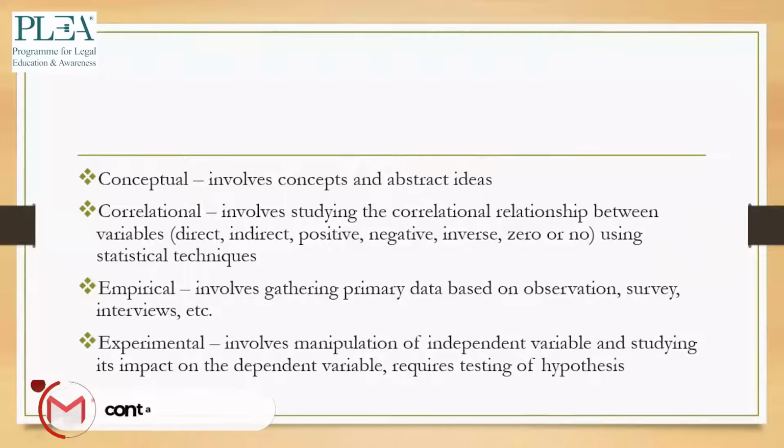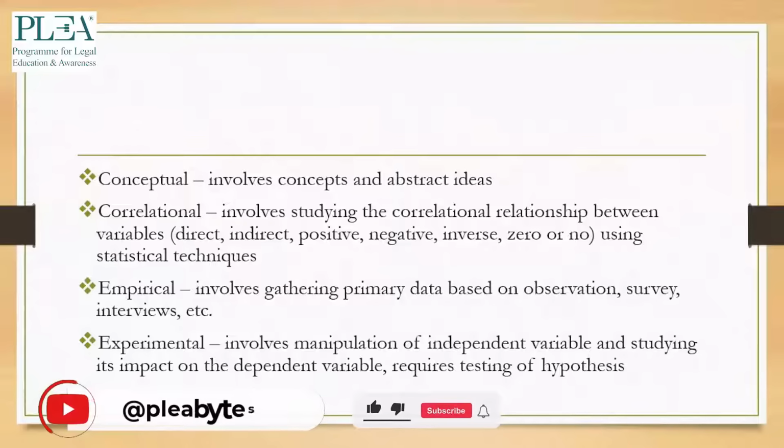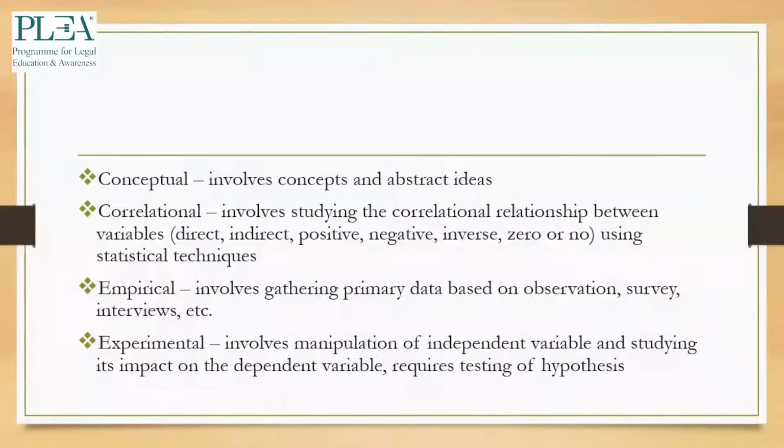Correlational. The next is correlation. You might have studied this even in school, even in law school, when we talk about correlation between two variables. It involves the study of the correlational relationship. We try to study the relationship between two variables. There can be a direct, positive relationship when both the variables go in the same direction. For example, increase in cyber technology has also led to an increase in cyber crimes, or domestic violence against women.